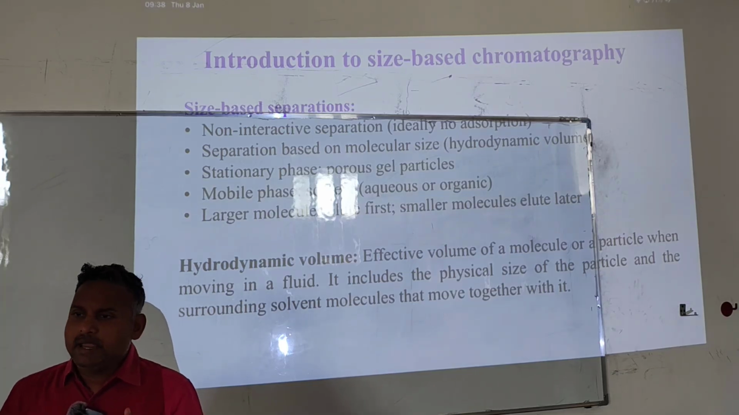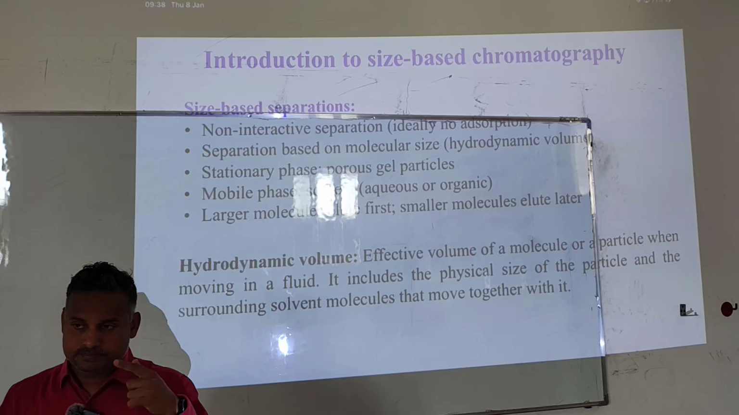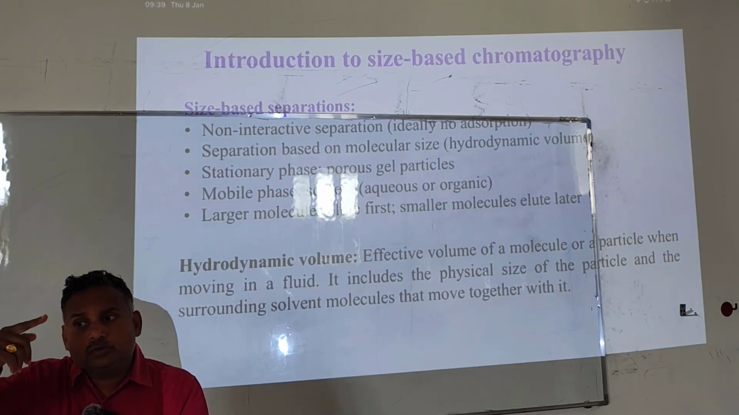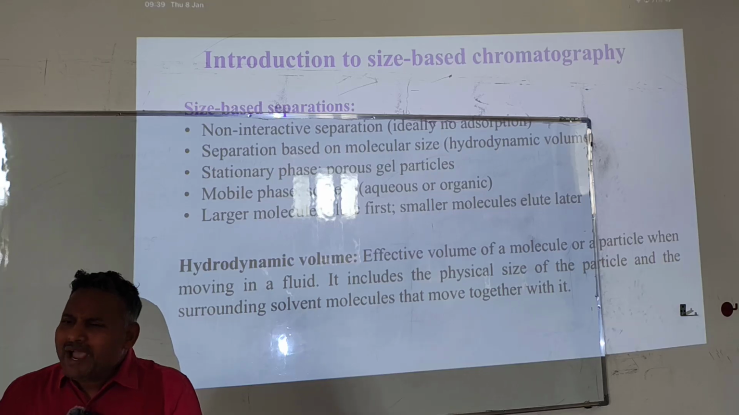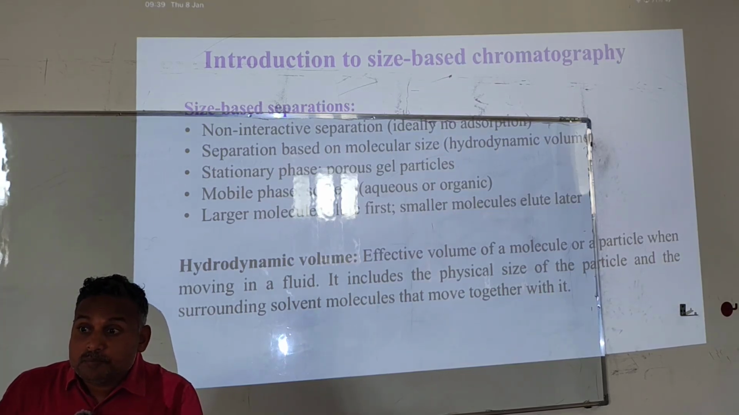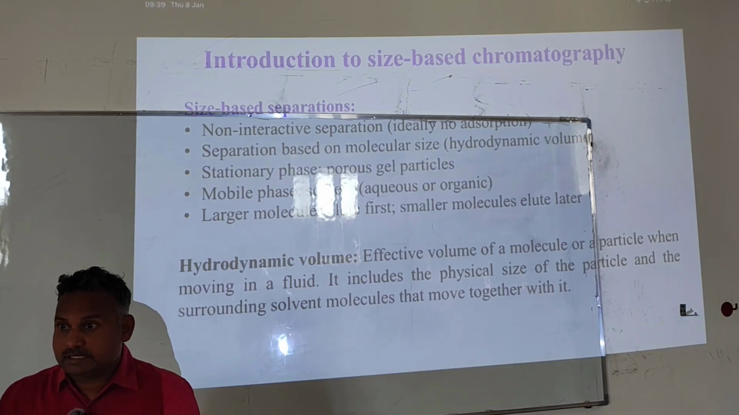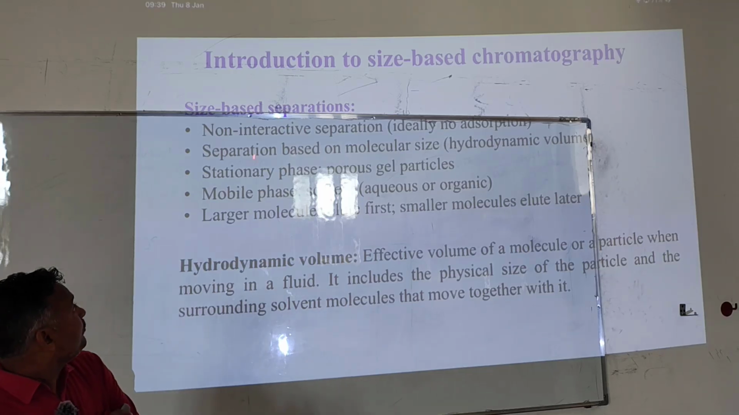But the main thing here is, it is an opposite phenomenon. That means bigger molecules will move faster, smaller molecules move slower. Why are they doing like that? Why is it against the natural phenomenon? I am going to explain that also, one after another, under principles.